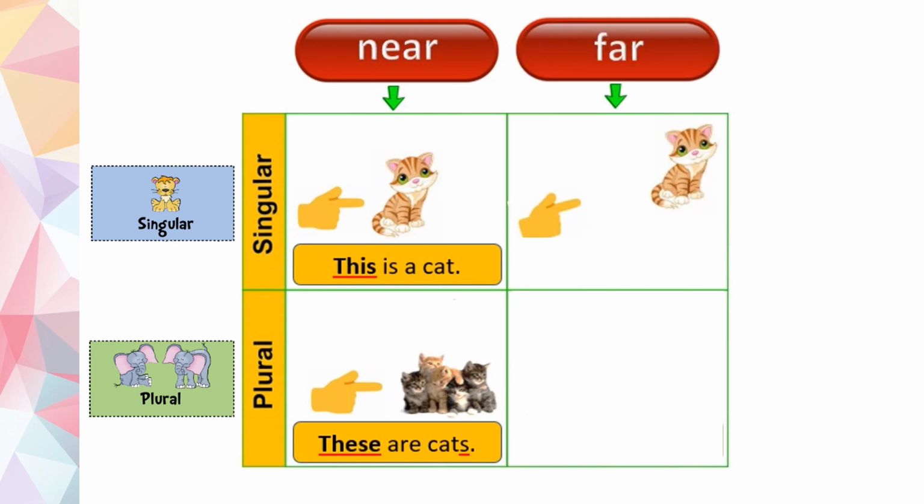Let's say you are referring to something that is quite far from you and it is a singular noun. We can use the word that. For example, that is a cat. Imagine the cat is quite far from you and you are pointing at the cat which is far from you. So we use the word that. That is a cat.